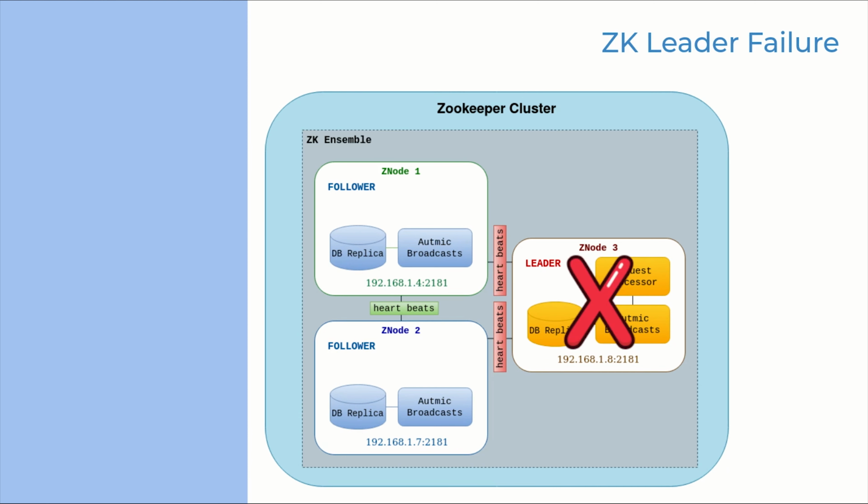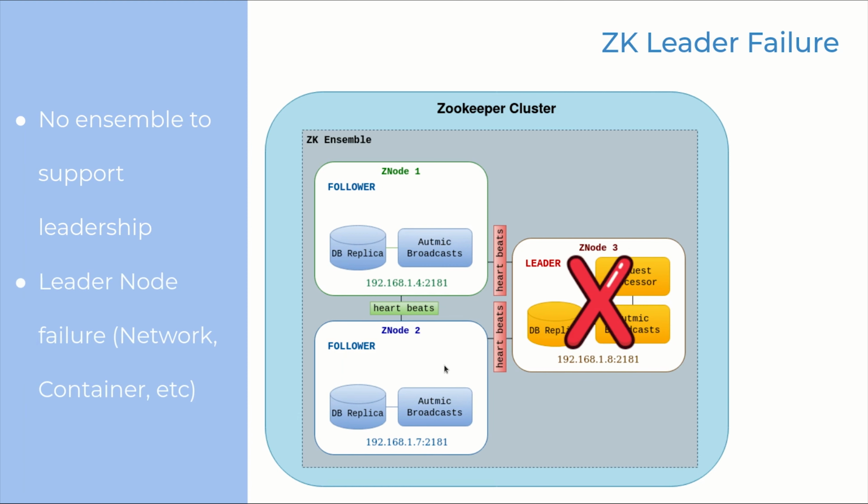So, what if the leader fails in the Zookeeper cluster? A leader could fail either because the leader does not have adequate followers to support the leadership, or because the leader is unavailable due to network latency or maybe a long garbage collection operation. And the ensemble will enter into the mode to elect a new leader, and the group of nodes that take part in the election is known as the quorum.